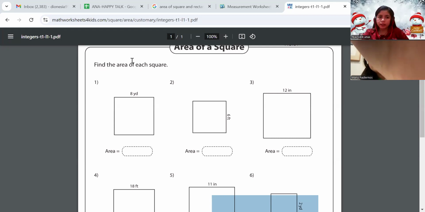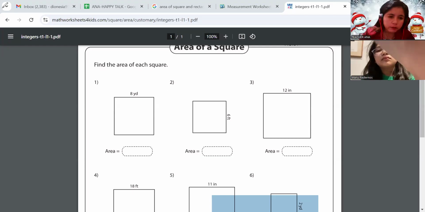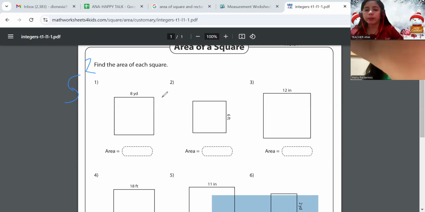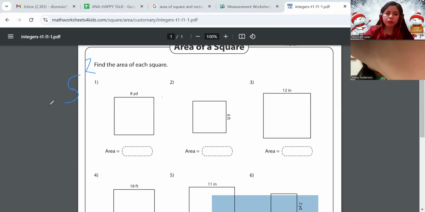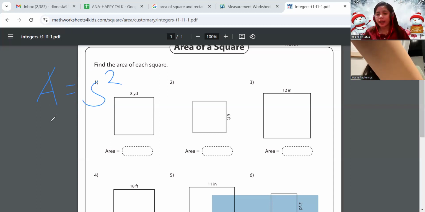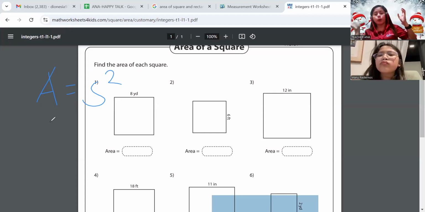So how do we get the area of a square? The formula for the area of a square, Mano, is S squared. What do you mean by S there, Mano? It's the side. So area is equal to S squared. That is the formula for the square.